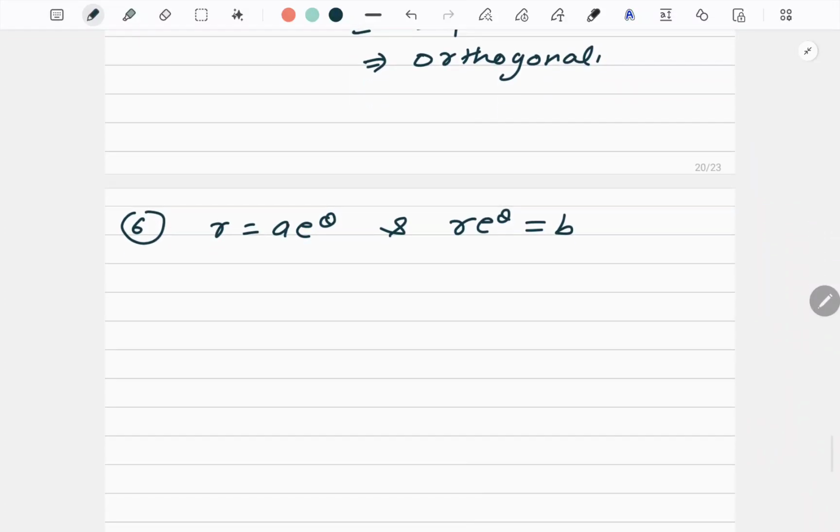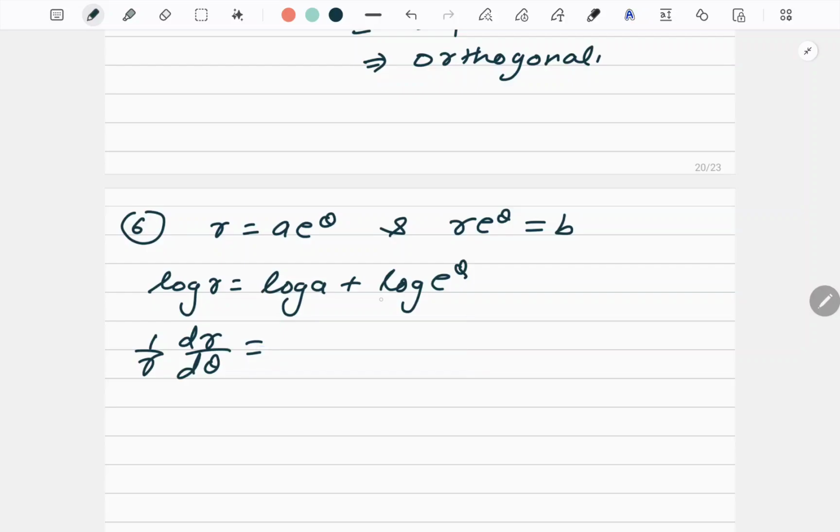Now here you look. Here usually students get confused, though it is very easy. Log r is equal to log a plus log of e to the power theta. 1 by r dr by d theta is equal to 0. Now please understand this thing. Before differentiating, let me rewrite this step. Log r is equal to log a plus, what is log of e to the power theta? It is theta. Remember, log of e to the power theta.